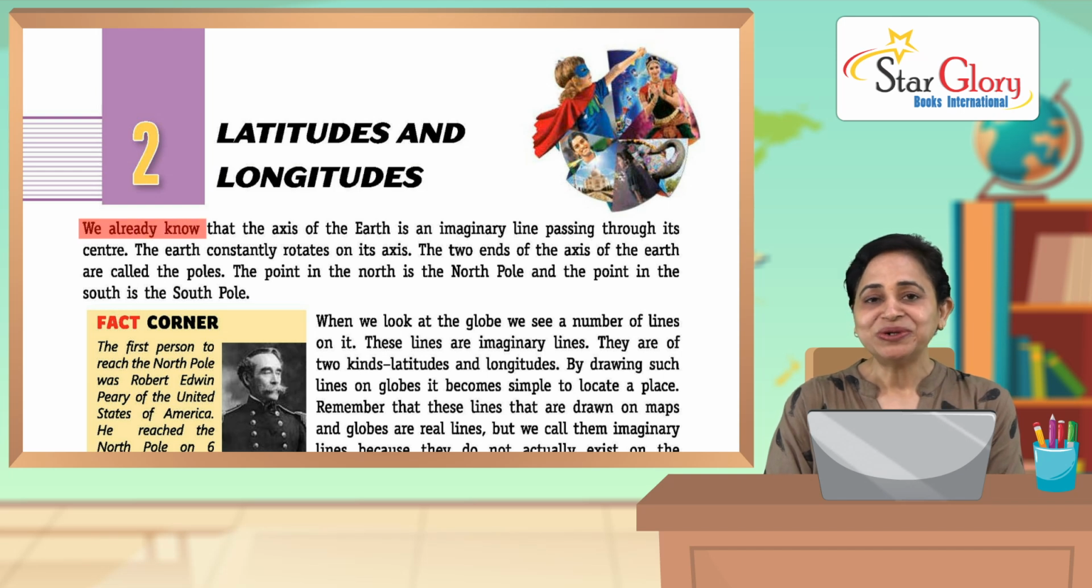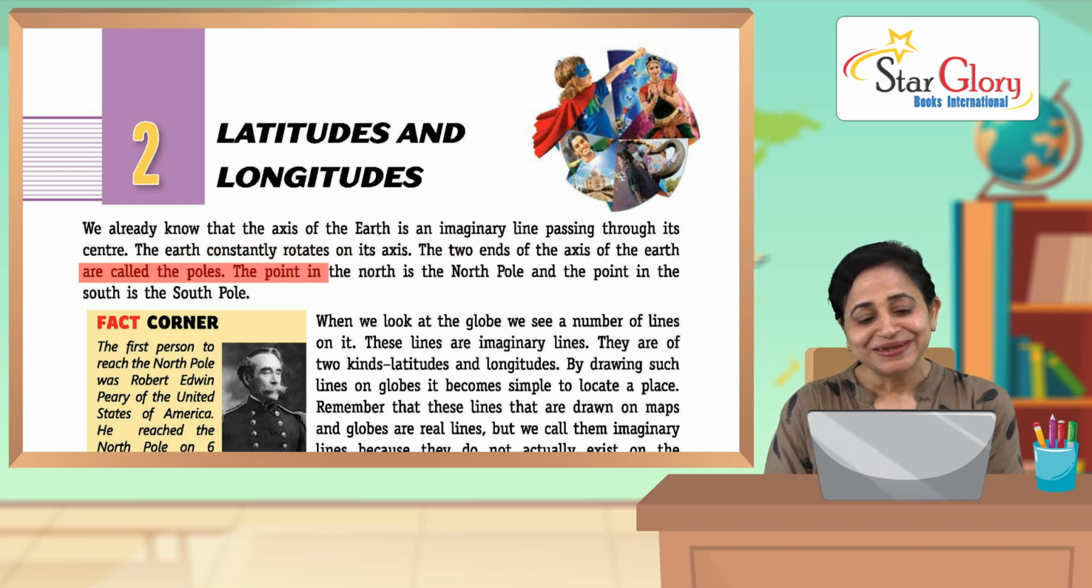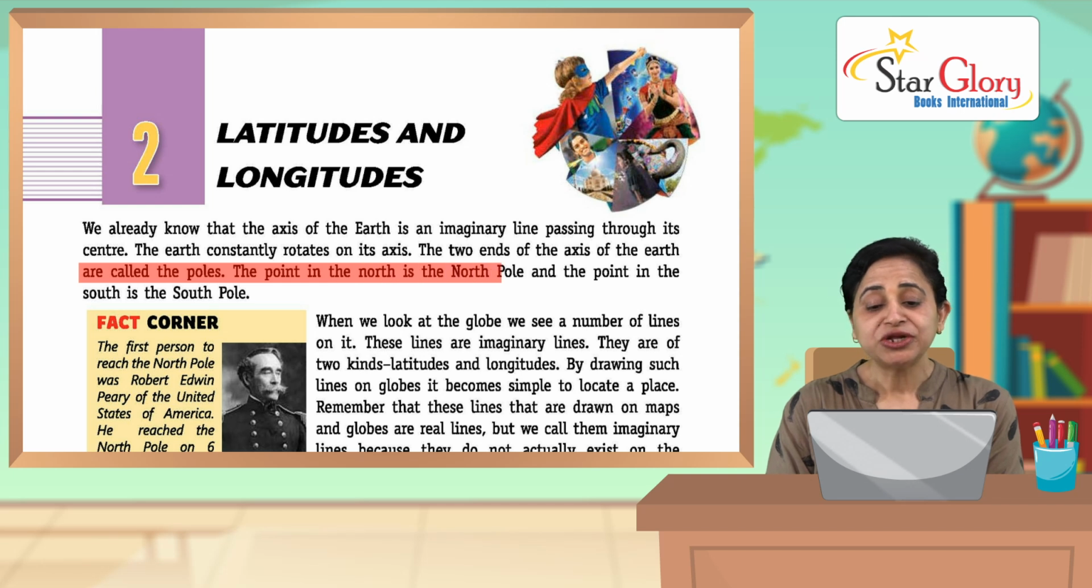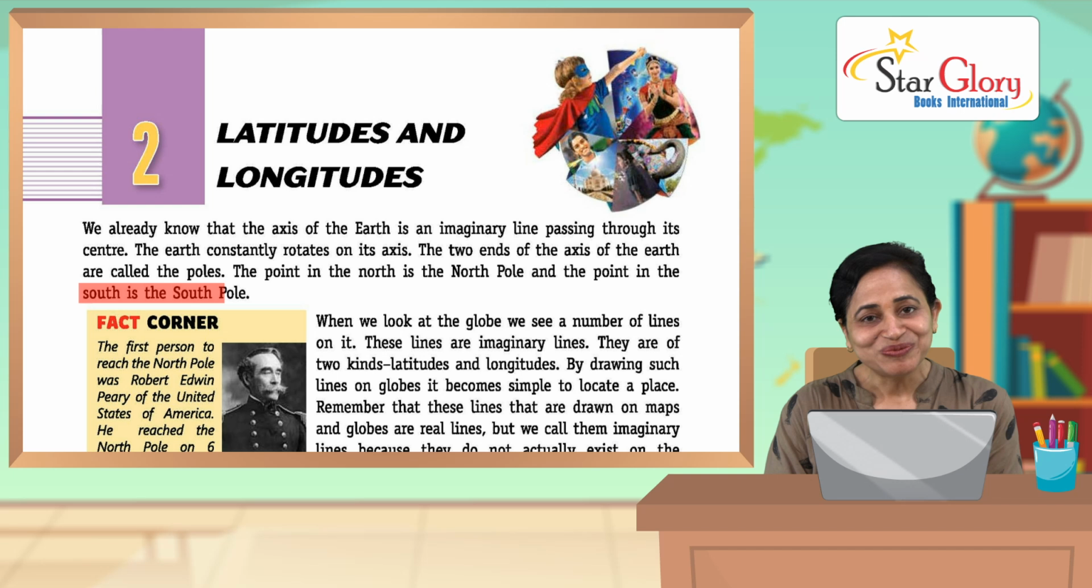We already know that the axis of the Earth is an imaginary line passing through its center. The Earth constantly rotates on its axis. The two ends of the axis of the Earth are called the poles. The point in the north is the North Pole and the point in the south is the South Pole. Right बच्चों? So make a list.